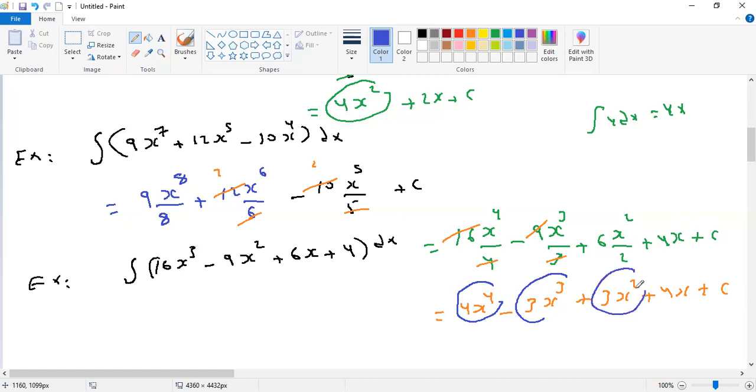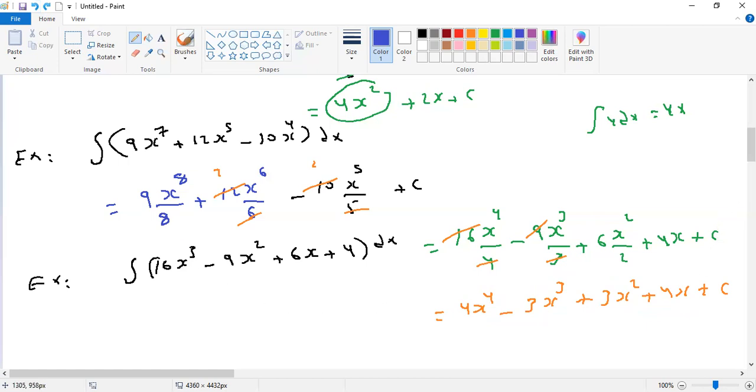What is the derivative of this one? 2 by 3 is 6, and 2 minus 1 will be 1, so 6x. The derivative of 4x is 4. What is the derivative of c? 0. So then the answer is correct.